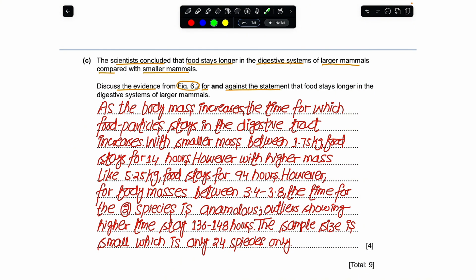I would say that when we have body masses that were a bit smaller, like around 3.4 to 3.8, the time for the two species is anomalous, or you can write an alternative point that the outlier shows relatively higher stay hours, even though their body mass was smaller. And the last point against would be that the sample size is small, limited to 24 species only. So I hope this makes sense now, how we were required to write it in favor or against the statement.